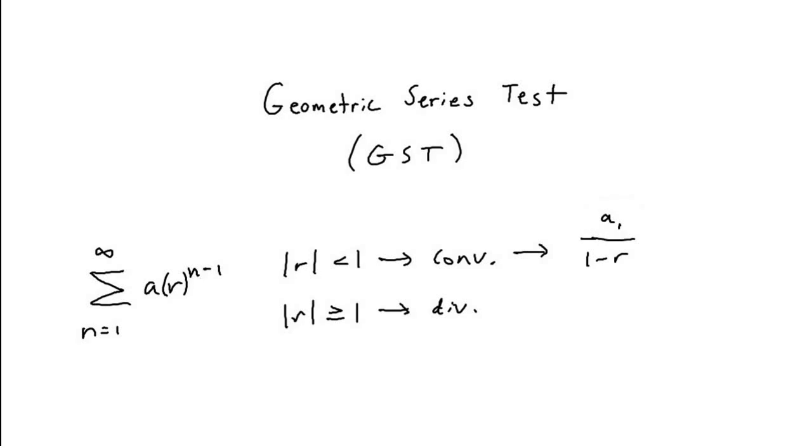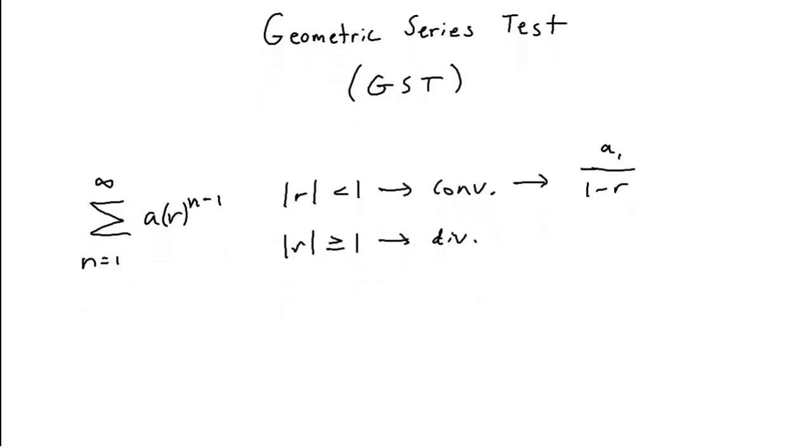And also keep in mind that the geometric series doesn't have to be in the form of r to the n minus 1. It can also be in the form of a times r to the n power. Or it doesn't even need to have an a. A can just be 1, and you can just have r to the n power. But all three of these ways you can still use a geometric series test.